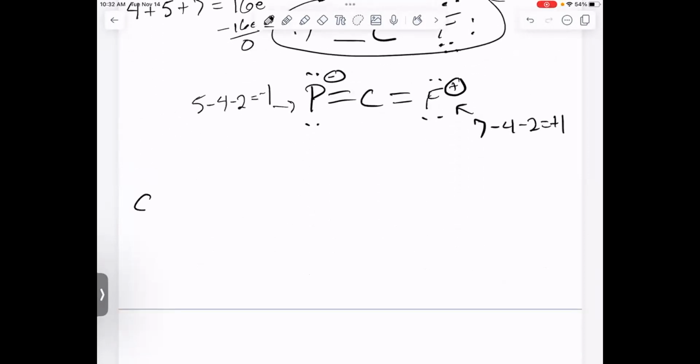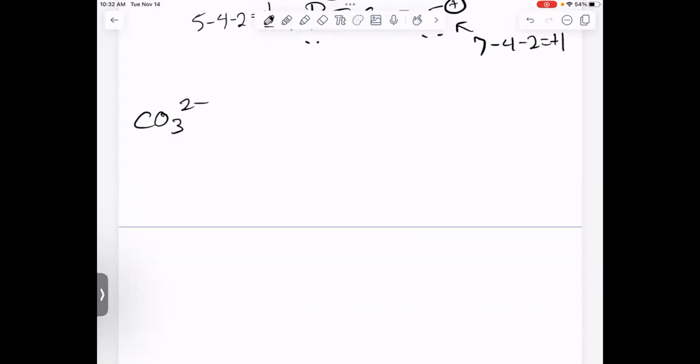Let's do some more polyatomics. Let's take a look at carbonate, CO3 2 minus. Going through normal steps, carbon, 4 valence electrons. Each oxygen has 6. We have 3 of them. And a -2 charge means that we're adding 2 more electrons as well. So our total number of electrons here, 24.